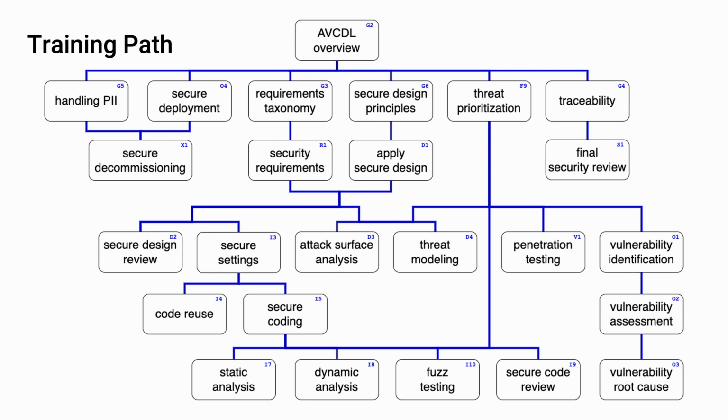This diagram shows the overall AVCDL training path. If you're taking this training, it's assumed that you've already completed the AVCDL overview training, and additionally, that you've completed the Requirements Taxonomy, Security Requirements, Secure Design Principles, Apply Secure Design, Secure Settings Overview, and Secure Settings Identify Options trainings. This training will cover the Secure Settings Option Categorization activity.